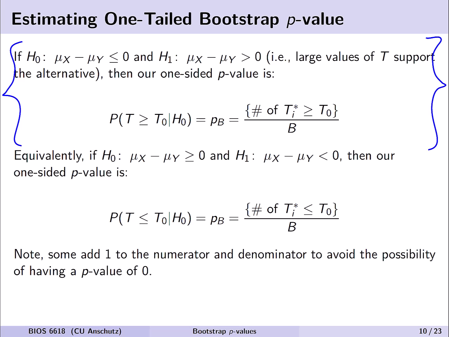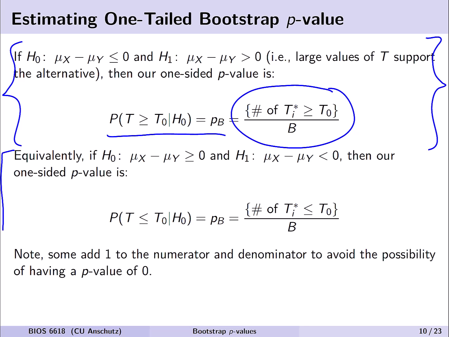With this idea, our one-sided p-value can be calculated as the probability that t is greater than or equal to t naught, given the null hypothesis is true, which is equal to p sub b, where the subscript indicates it is from the bootstrap. The nice thing about the bootstrap is that it's simply counting up the number of times our t i star, or our bootstrap resample statistic, is greater than or equal to t naught from the sample we observed. We add those up and divide by the total number of bootstrap samples B.